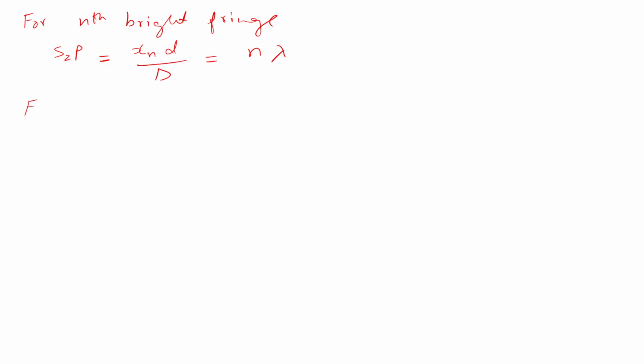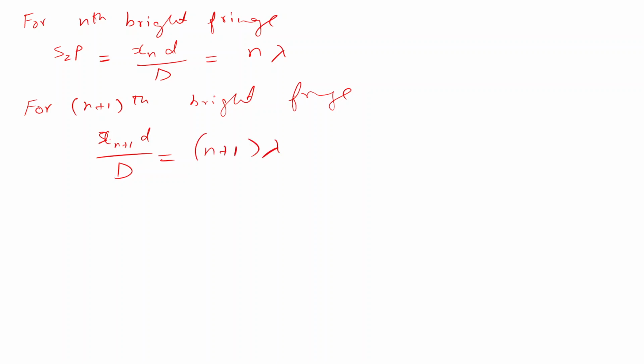Now for the n plus 1th bright fringe, the path difference will be xn plus 1 times d divided by capital D equal to n plus 1 times lambda. So if this bright fringe is occurring at n lambda, and for the next bright fringe it is given by this relation, then if I take the difference between these two, then I will get the width.